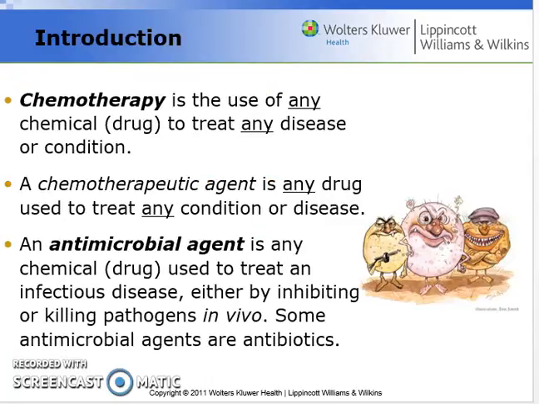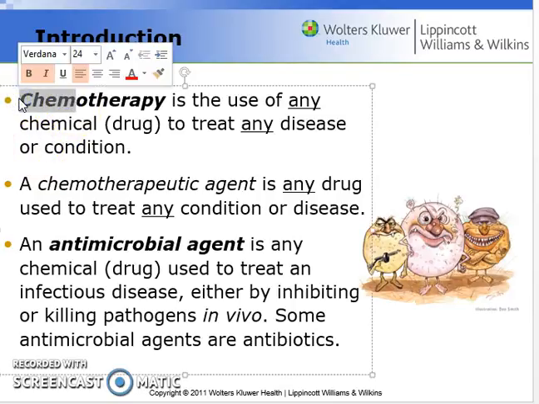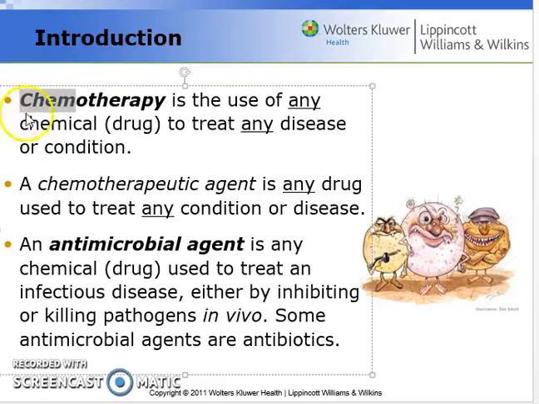So to start things off, let's go ahead and define some terms. The first term I want to define is that of chemotherapy, which is essentially the use of any chemical agent that's going to be used to treat any disease or condition. So when we talk about the root word chem, we're referencing chemical, so that's how we get chemotherapy. And therapy, this stem word is going to be synonymous with the idea of treatment.